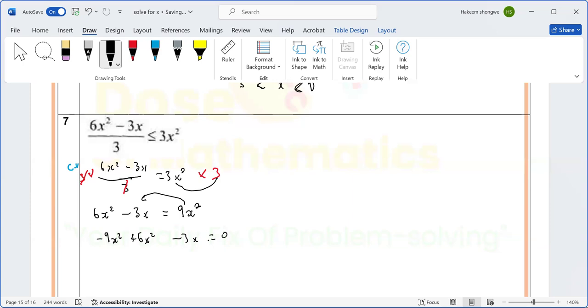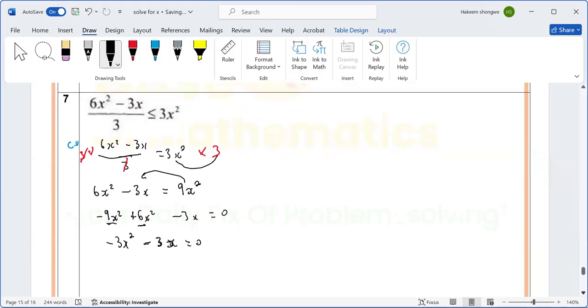Then, Mr., do we remove the like terms? Yeah, the like terms here. We can say 9 minus 3. So we have minus 9 plus 6, which is going to give us minus 3x squared minus 3x, which is going to be 0.